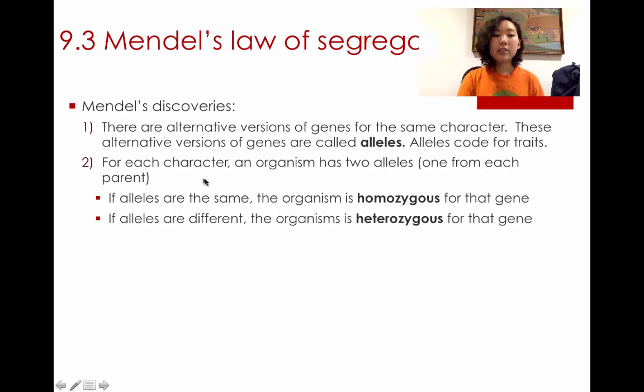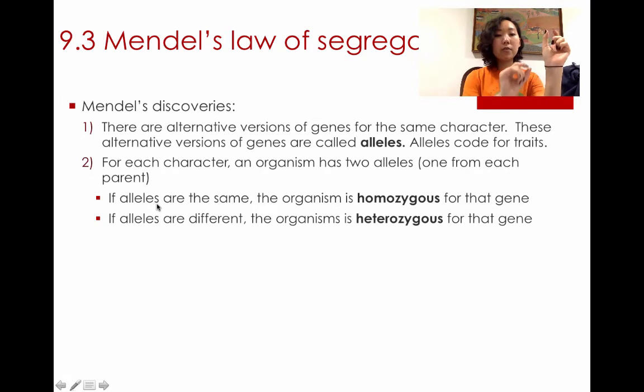Something else he said was that for each character, an organism has two alleles. You get one allele from the mother and one allele from the father. Remember those homologous chromosomes we've talked about before, how each homologous chromosome codes for the same characteristics, but they would have different traits. The new word we're introducing is alleles: those genes that code for those different traits.